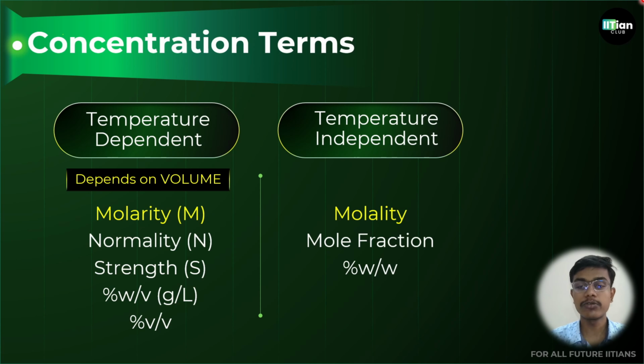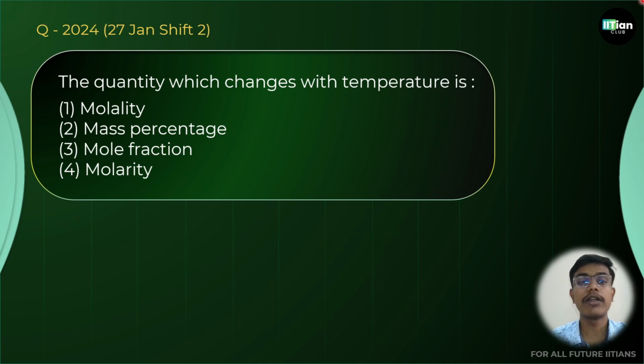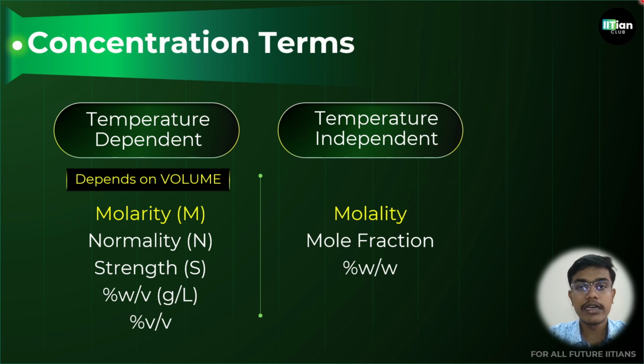Even in JEE Main 2024, this question was asked: the quantity which changes with temperature. If you know this table, that is, which depend on temperature and which do not depend on temperature, then you will easily be able to answer that question. The concentration terms which depend on the volume become temperature dependent, because with the temperature change, volume changes. So concentration terms change. That's the logic behind it.